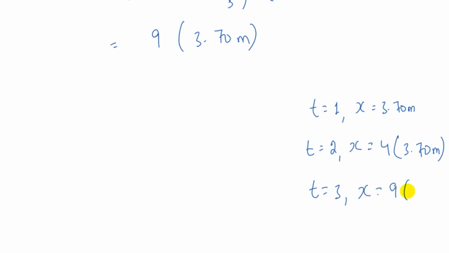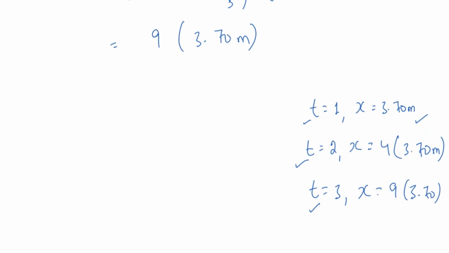Now here we observe one important thing, that the position does not change uniformly with time when an object accelerates. Since this distance is different, like at 1 second the distance is 3.70, at 2 seconds the distance is 4 times this number. Similarly at time t equals 3, the distance is 9 times. So the position is not changing uniformly.